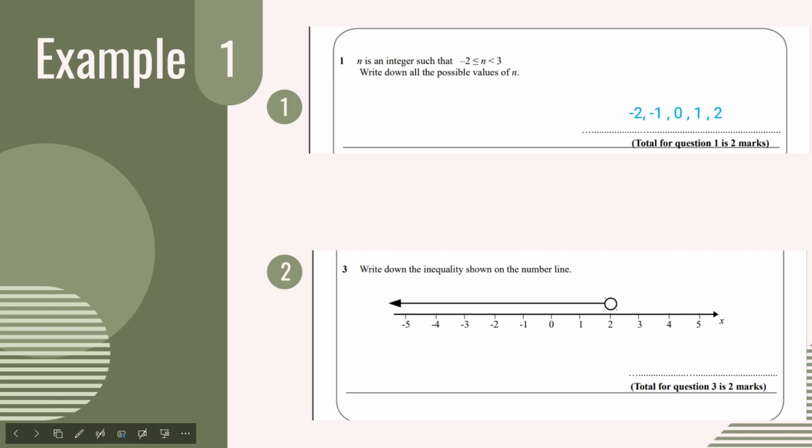In question 2, it asks us to write down the inequalities shown on the number line. As the dot is hollow, we know that it is not an equal to. This is just a greater than or less than. As the line is going negative, we know that the number will be less than 2. So our answer would be x is less than 2.